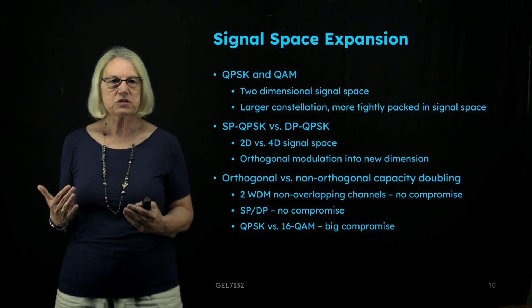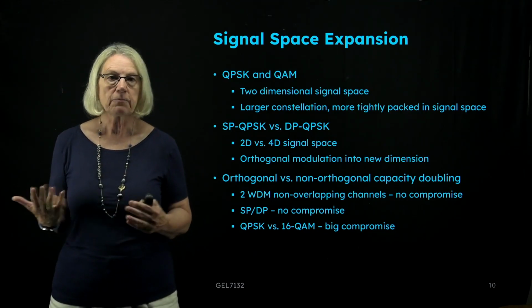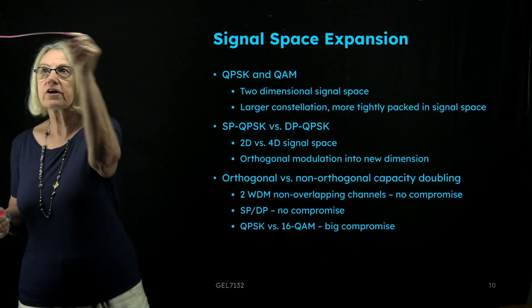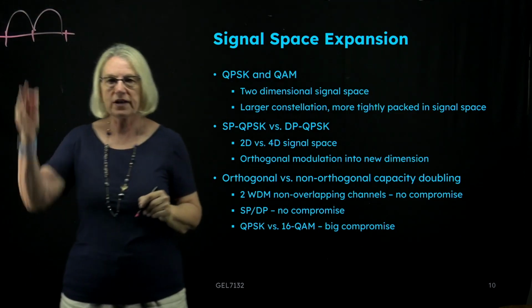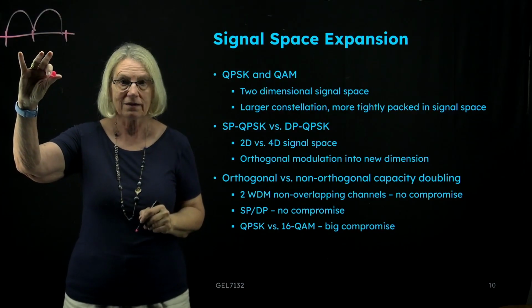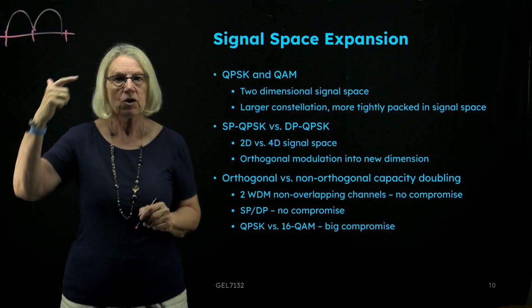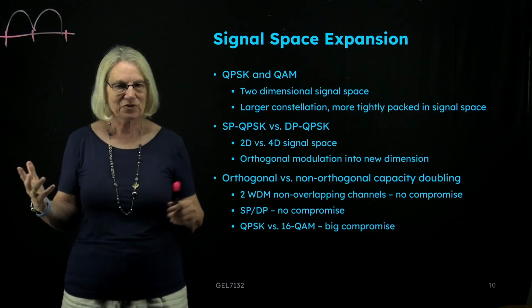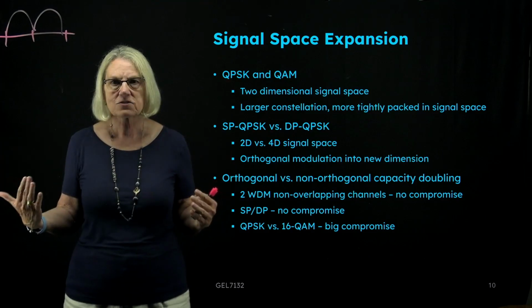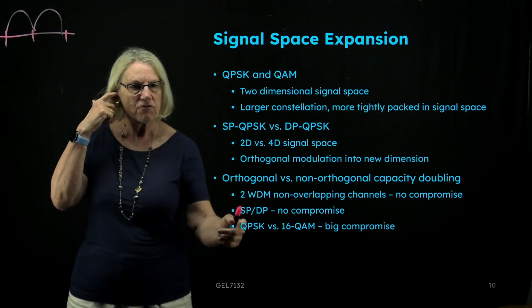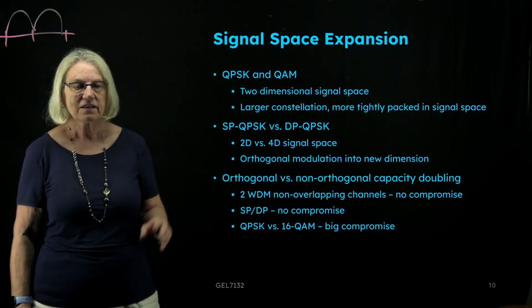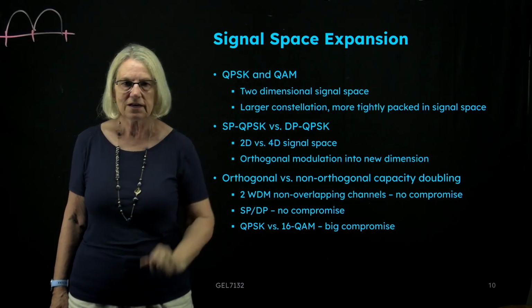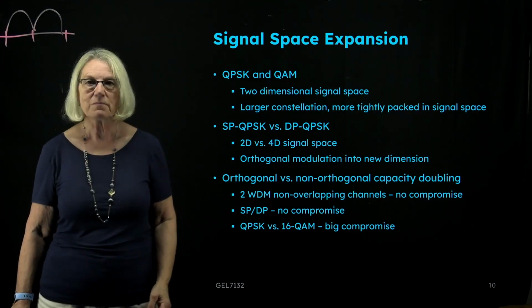So it's very important to understand the difference between orthogonal and non-orthogonal capacity doubling, so let's look at one example. When I have WDM, as in the illustration I showed you earlier, with some bandwidth and two channels, each one occupying its own bandwidth, we can see that these channels are not overlapping. Because they're not overlapping, they're orthogonal, and because they're orthogonal, I simply get twice the capacity. In going from single to dual polarization, I also have orthogonality, so I'm going to double the capacity, no compromise needed. But when I go from QPSK to 16 QAM, there's a big compromise, because this is a non-orthogonal extension from QPSK to 16 QAM, where there are 4 bits per symbol.